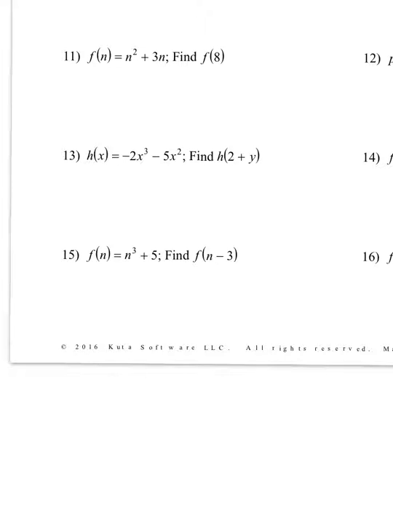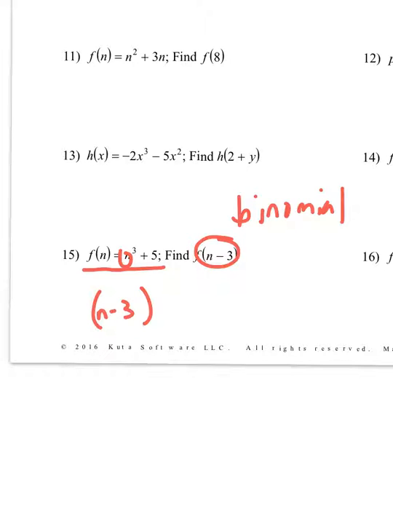If we look at 15 here, we have f of n is equal to n cubed plus 5. Now notice here we're putting in a binomial. So that n minus 3 has to go in for n right there. So I'm going to have n minus 3 cubed plus 5.